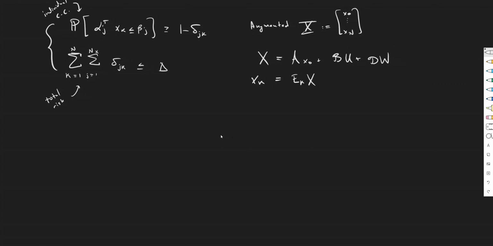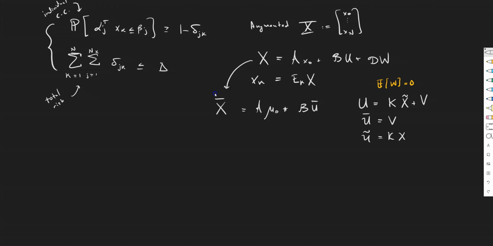Well, before that, I want to just review something. Remember from last video, we had this reformulation in terms of the augmented dynamics. Taking the mean of this, we get A mu naught plus B u bar, right? Because the expected value of W is equal to 0. It's a zero mean and unit covariance random variable. From last video, remember our controller was k times x tilde plus w plus v. Which means that the mean controller is v, and the deviation controller is k times x tilde. This was from last video. So that means that x bar is A mu naught plus curly B times v.